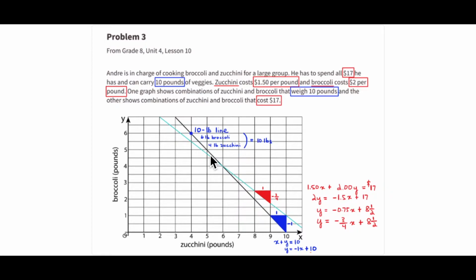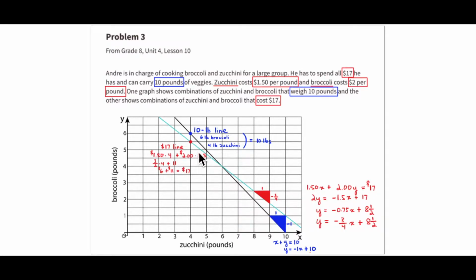Do that trade again: add 1 pound of zucchini, subtract 3/4 of a pound of broccoli. So that gap now is a half a pound. So it's 1/4, another 1/4, which is 1/2, another 1/4, which is 3/4, and that keeps increasing by 1/4 of a pound or 50 cents each time you trade 1 pound of zucchini for 1 pound of broccoli.